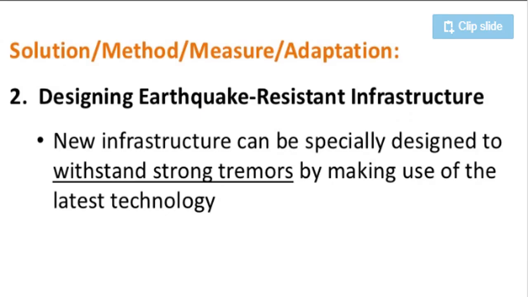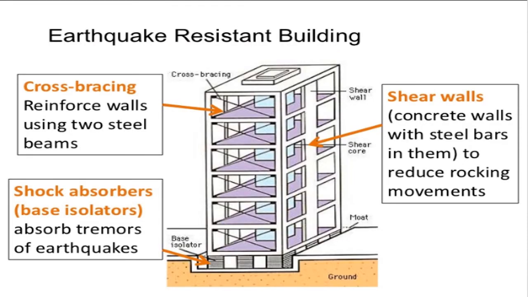Solution number 2. Designing the earthquake resistant infrastructure. New infrastructure can be specially designed to withstand strong tremors by making use of latest technology. Look at the diagram. This also shows that such type of buildings can resist the earthquakes.